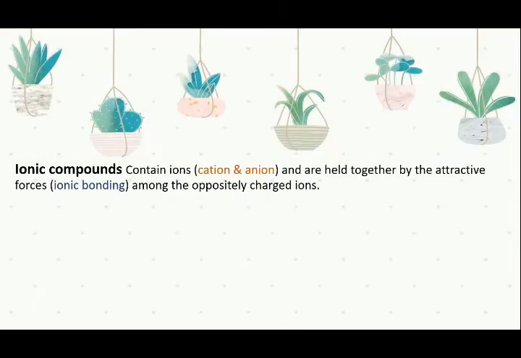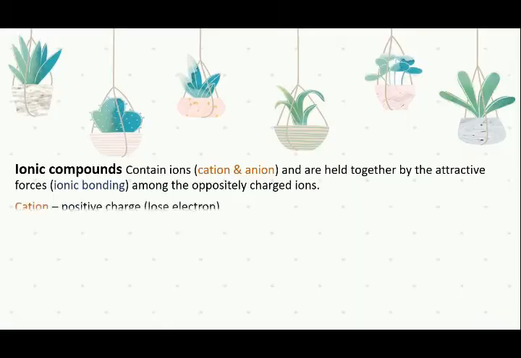Ionic compound is a compound that contains cation and anion. Both ions are held together by the attractive force called ionic bond. Cation is a positively charged ion, while anion is a negatively charged ion.